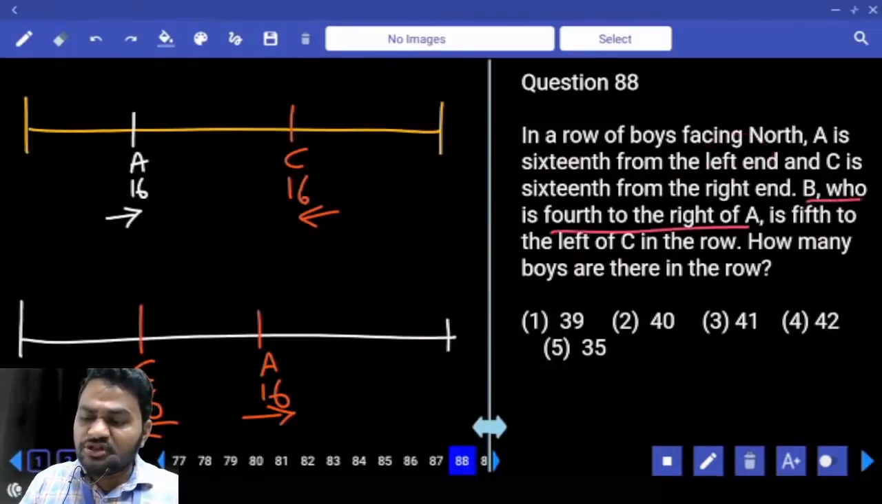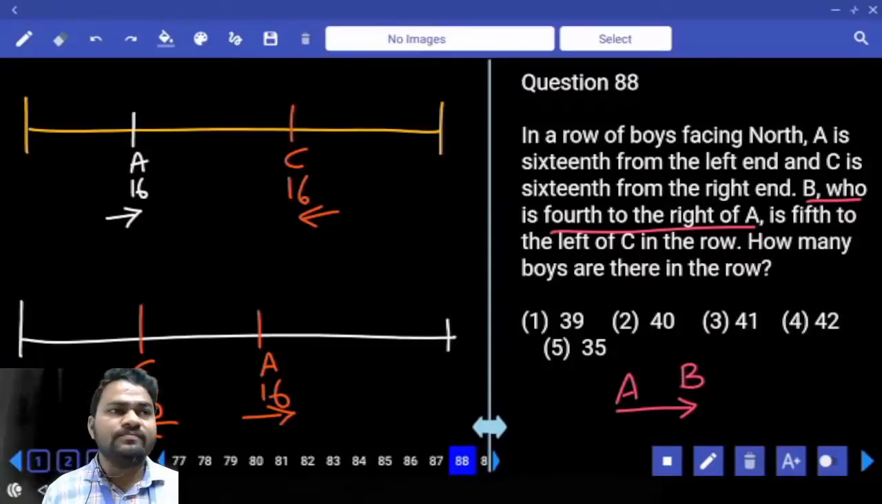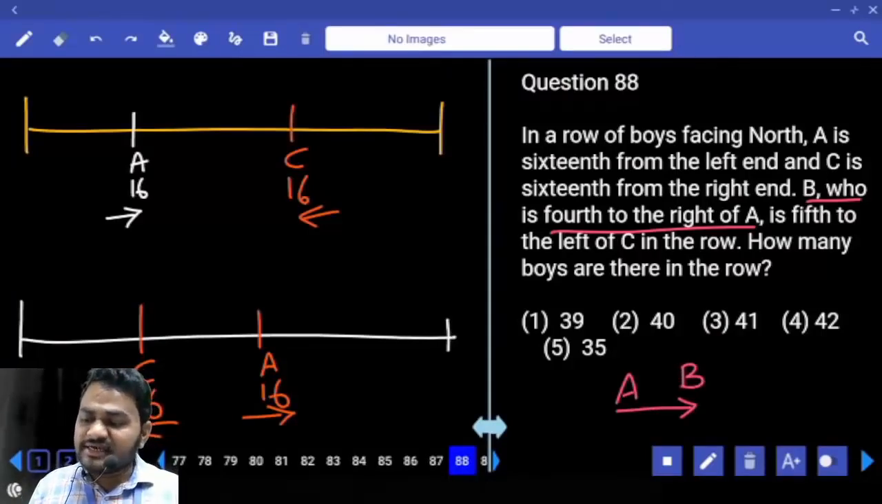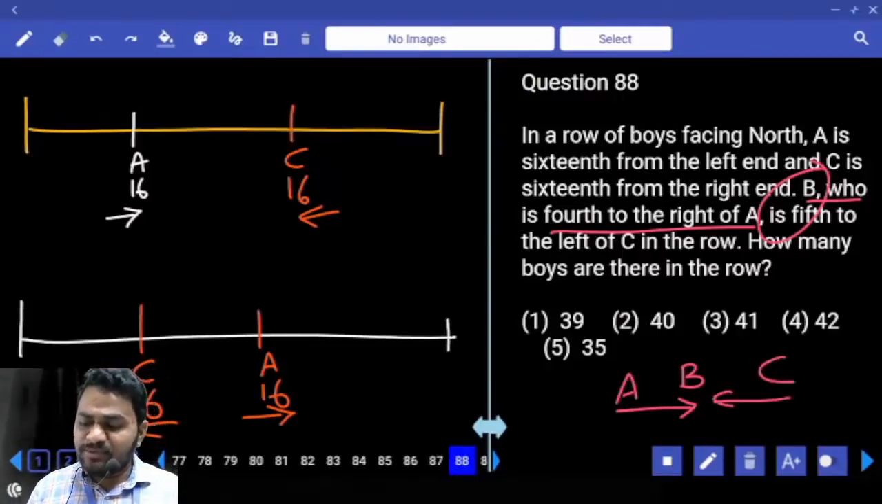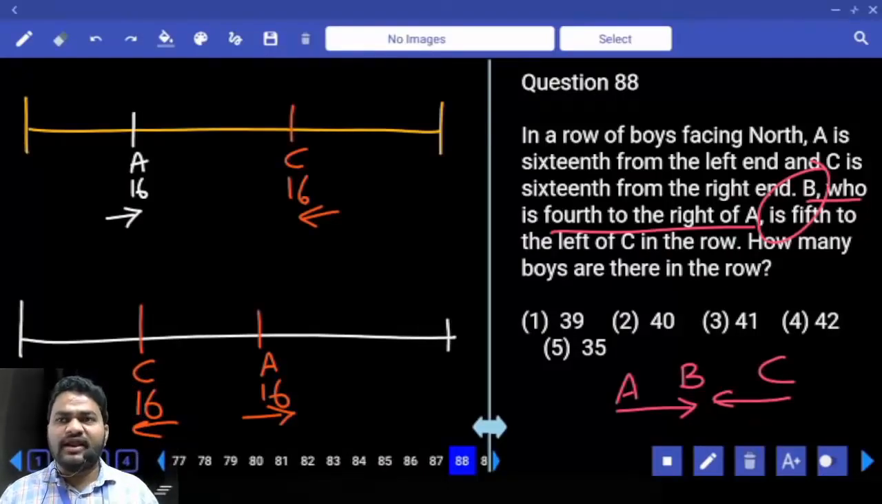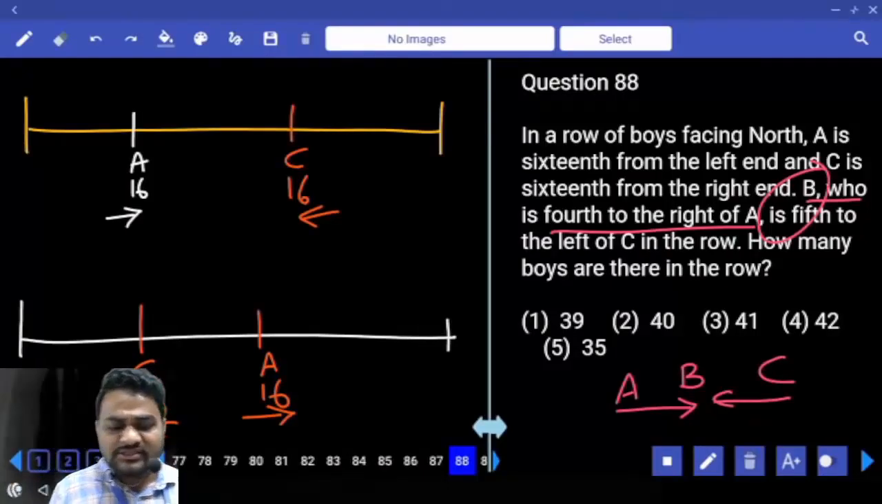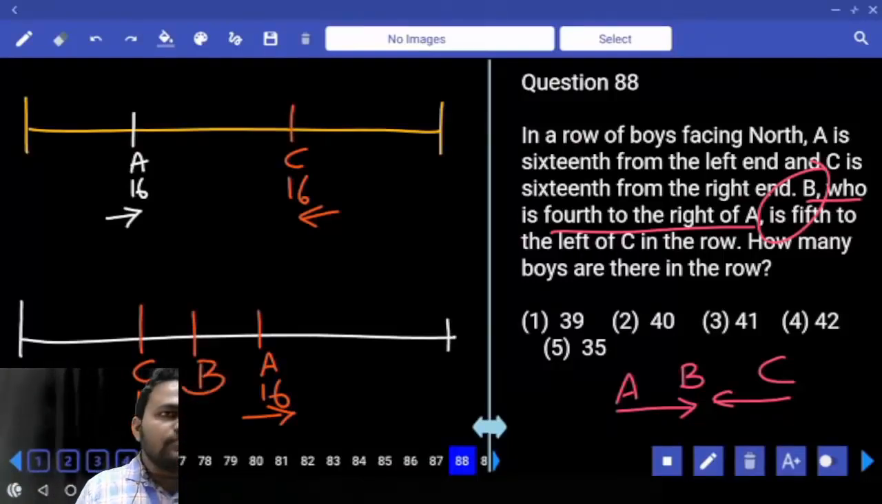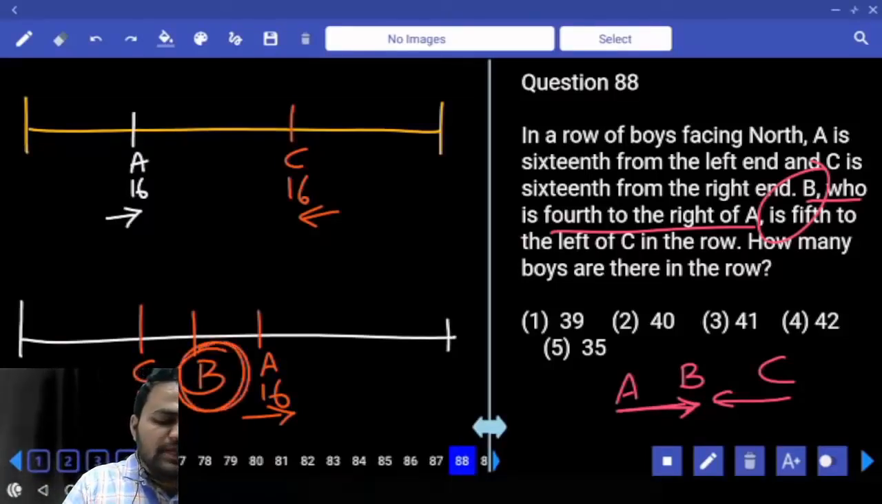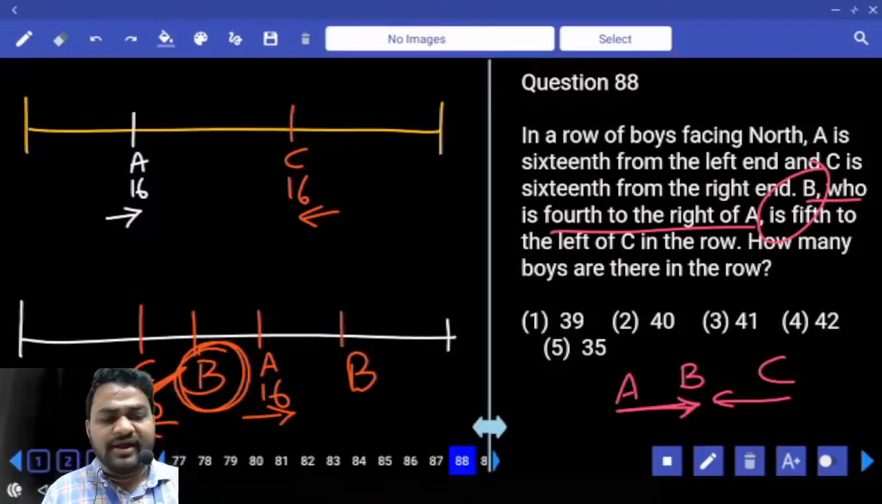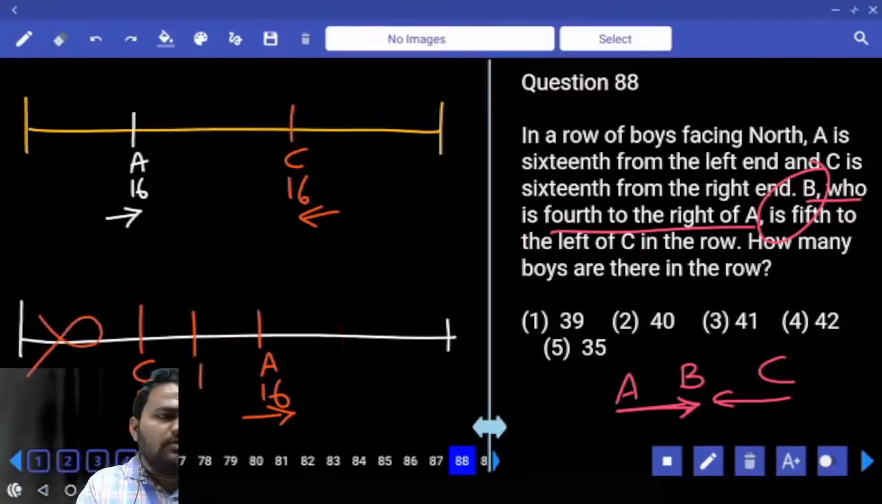B, who sits fourth to the right of A. Anyways, to the right of A we need to fix B. Comma is nothing but B is fifth to the left of C. B is to the left of C and B is to the right of A as well. That means, shall I place B here? No, it is clear that B is on the right of A. But if I want to place B on the right of A, then this condition will be violated. For that reason, the second possibility will be eliminated.